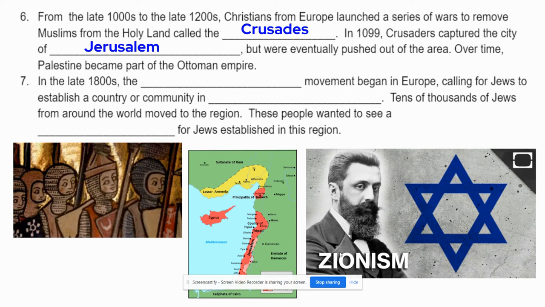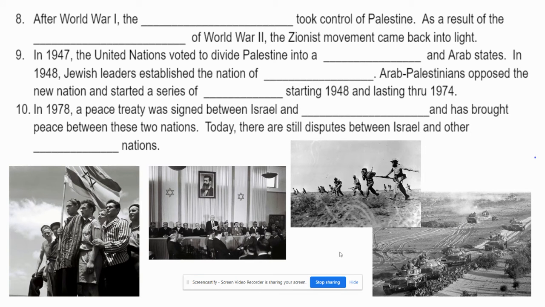In the late 1800s, the Zionist movement began in Europe, primarily in Great Britain, calling for the establishment of a Jewish homeland or community within Palestine. Tens of thousands of Jews from around the world would move to this region, and these people wanted to see a homeland for the Jews established. After World War I, the British took control of Palestine and created what is called a mandate.